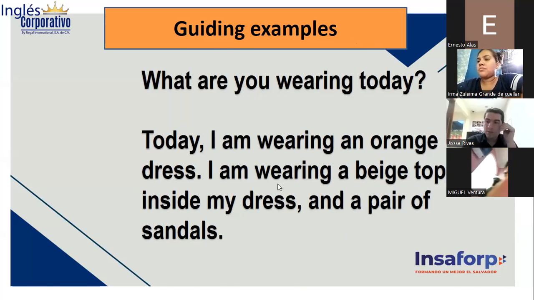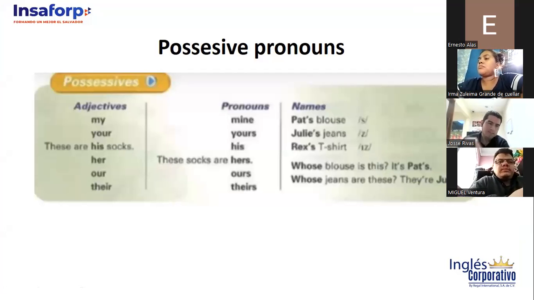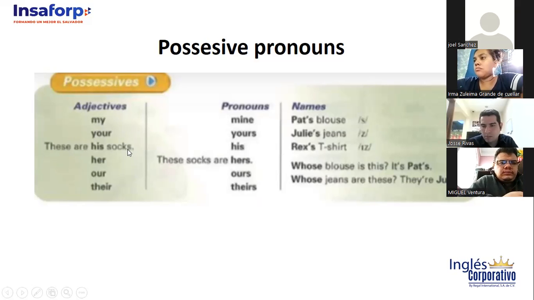Okay. So next topic, we have possessive pronouns. Let's learn about possessive pronouns. We have the possessive adjectives, my, your, his, her, our, and their. But the possessive pronouns are a little bit different. We have mine, yours, his, hers, ours, and theirs. But with possessive adjectives, we say, these are my socks, these are my shoes, these are her pants. But with the possessive pronouns, we say, these socks are yours.